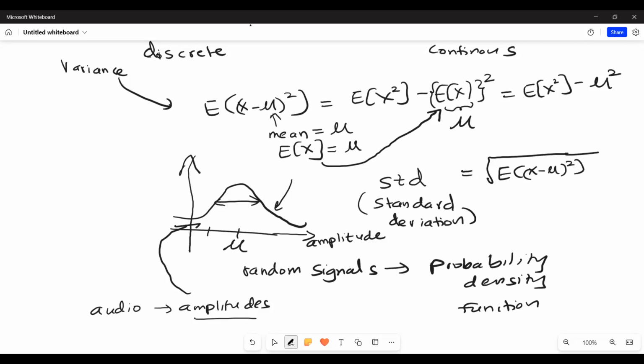So using those parameters, I can do some predictions regarding the signal. That is, I think, the basic idea regarding random signals and probability density functions. These are the baseline knowledge that you must have learned in previous modules regarding probability and distribution functions.